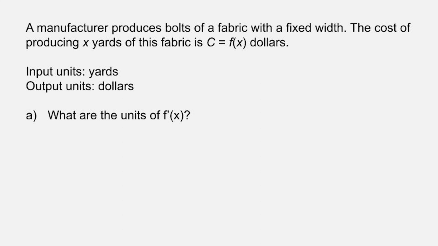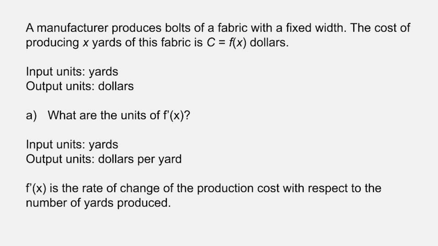But what about the derivative of this function, that being f prime of x? And once again, much like the last example, the input is not changed. We're still inputting a number of yards. We're getting out the increase in production cost after producing that number of yards. So the input is yards and the output is dollars per yard. And using words, the function f prime of x is the rate of change of the production cost with respect to the number of yards produced. Economists would call this the marginal cost, but that's not a word you need to know for this class because this is a math class, not an economics class.